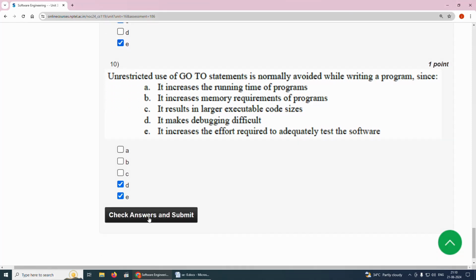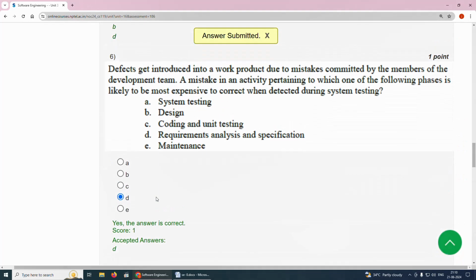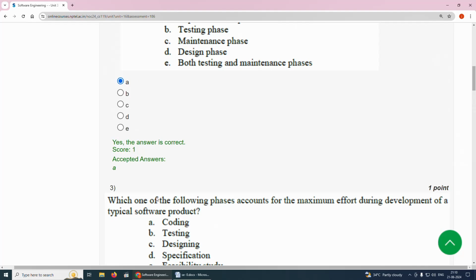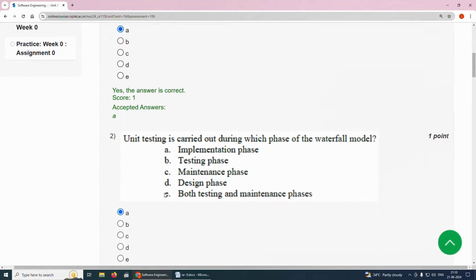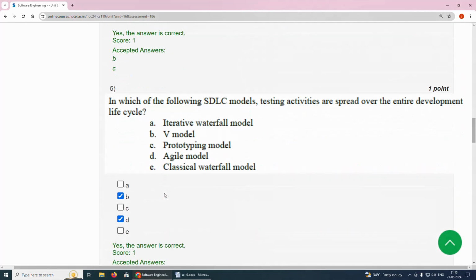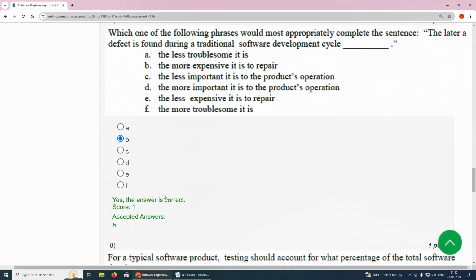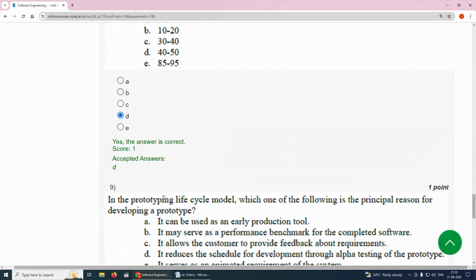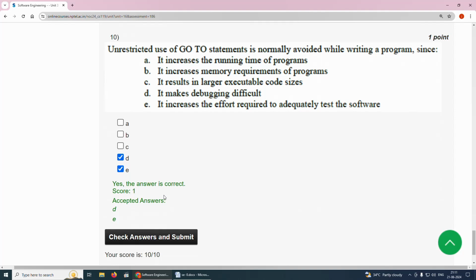And submit. So we can find here 1, 2, 3, 4, 5, 6, 7, 8, 9, 10. All are correct. Thank you.